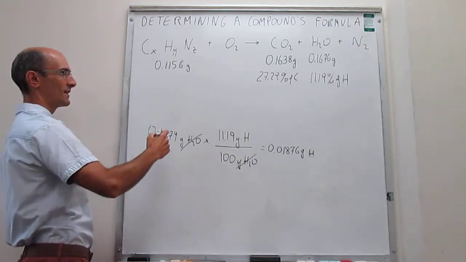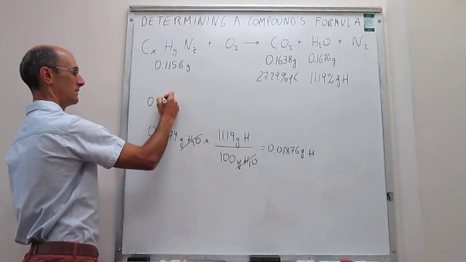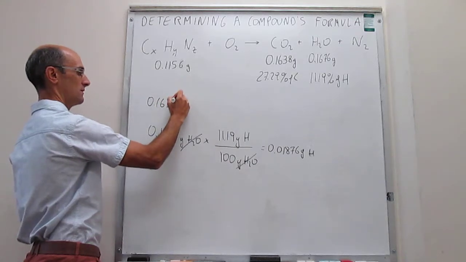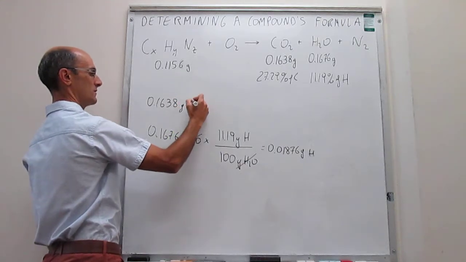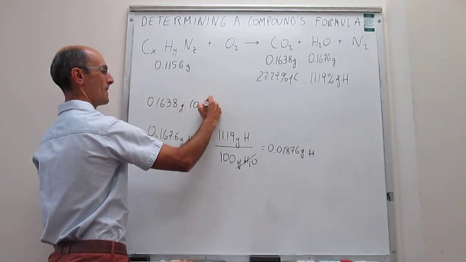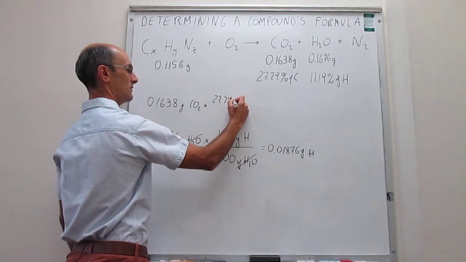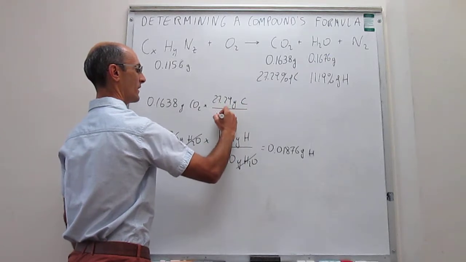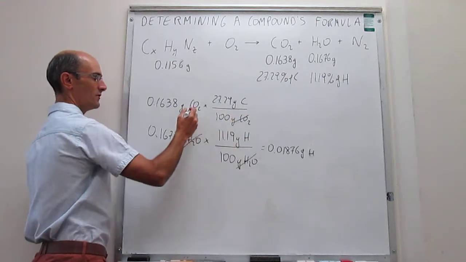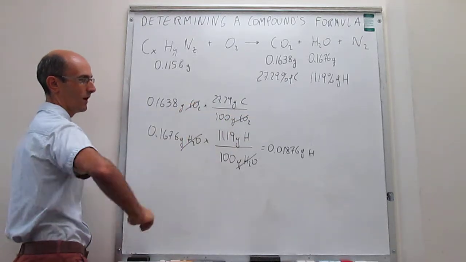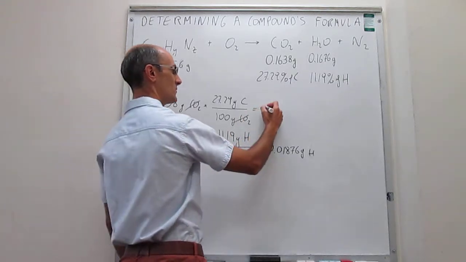We're going to operate exactly the same way. So we have here 0.1638 grams of CO2. I realize here that this should be a 6. But only 27.29 grams are carbon for every 100 grams of CO2. Again, this is a way to tell us how many of these grams are due solely to carbon. When you calculate that number, it happens to be 0.4470.